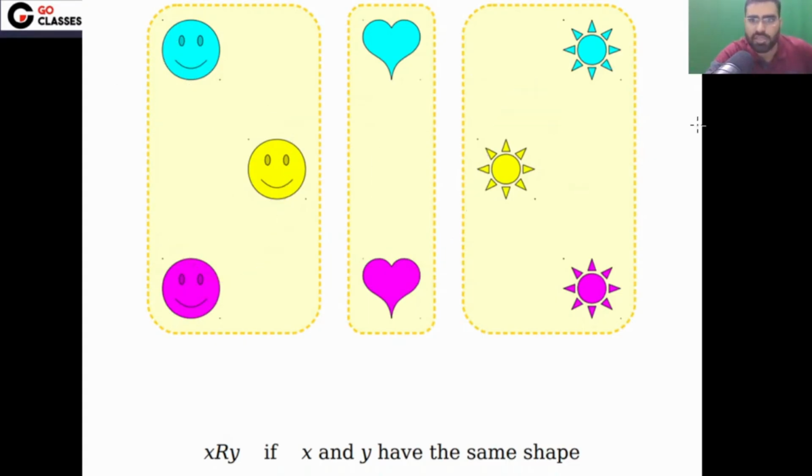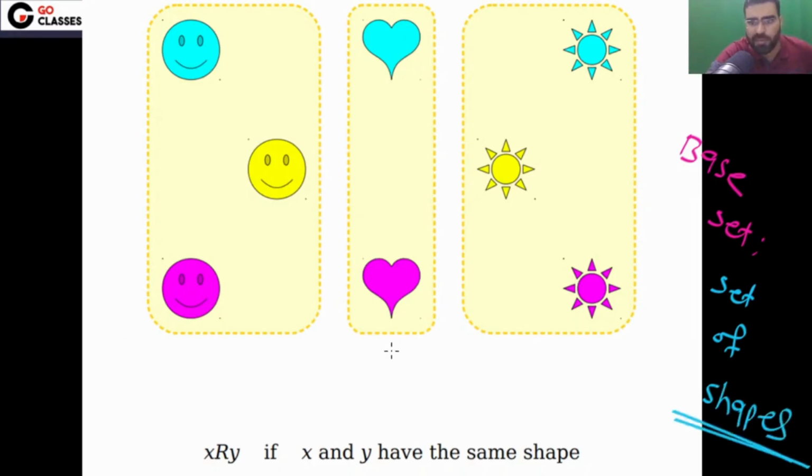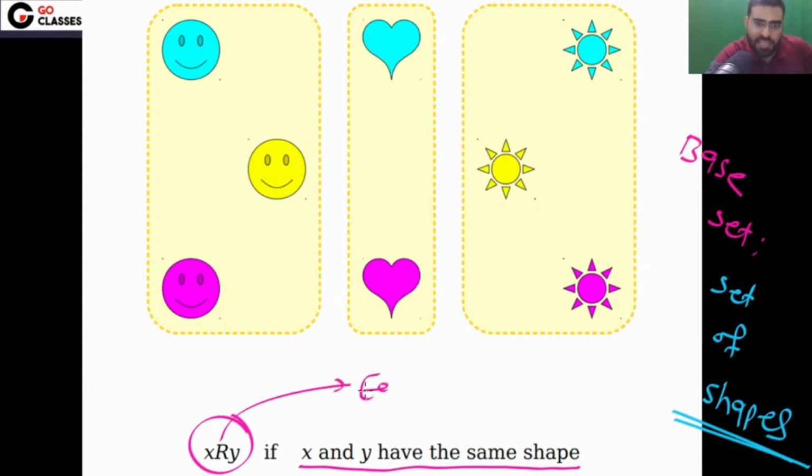Okay, so here your base set, in this example you can easily see what it is. In this example, what is our base set? Our base set is a set of shapes. Now you are defining an equivalence relation: X is related to Y if and only if they have the same shape. So this R is definitely an equivalence relation.